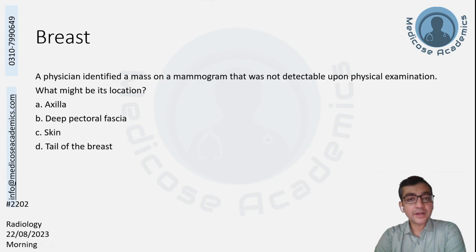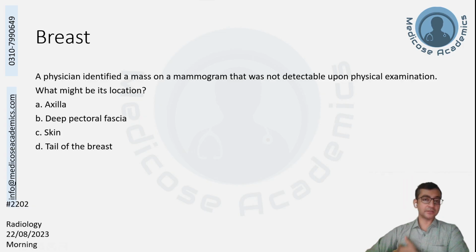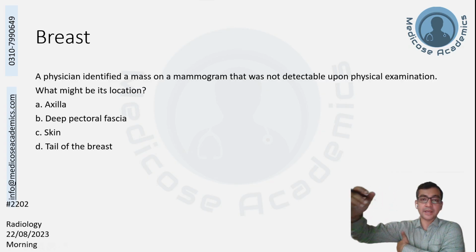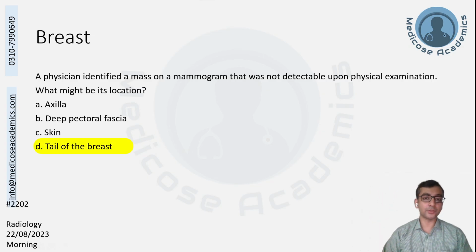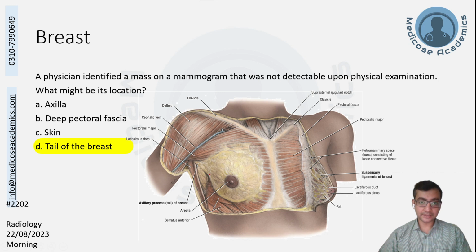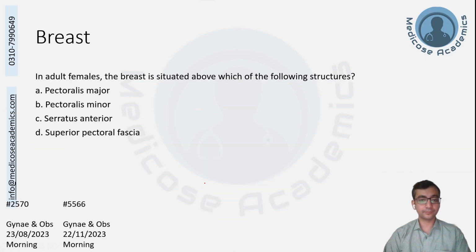A physician identified a mass on the mammogram that was not detectable on physical examination. Where might it be located? Here it's a fancy way of asking, apart from the anterior of the chest, where else is the breast tissue located? So apart from the anterior aspect, the breast tissue is located in the axilla, that is the tail of the breast. Sometimes pathologists can miss it when that part is ignored. This is the tail of the breast that goes into the axilla.